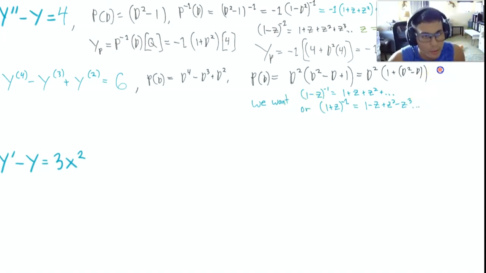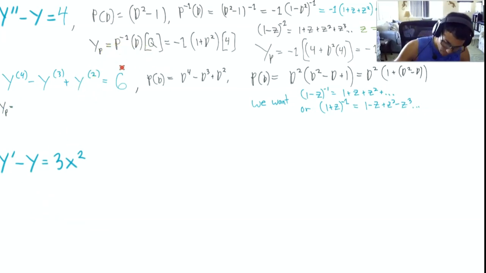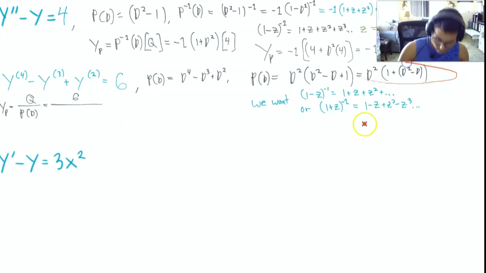So right, we want this P of D to look like this when we take its inverse. We still haven't done its inverse yet, but we're going to do that in a second. So let's recall that y_p is what? It's equal to this thing, so we wrote that out earlier. I'm going to write it as a fraction now. So what's Q? Q is 6, 6 all under this.